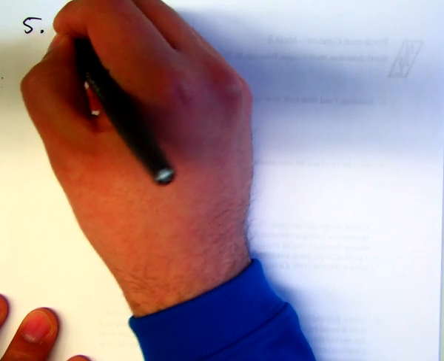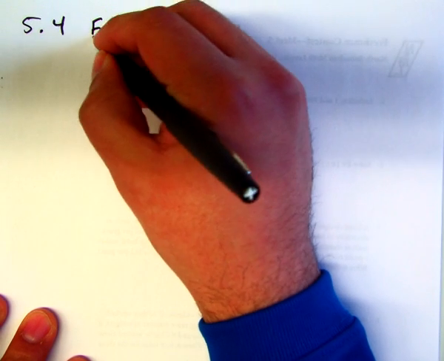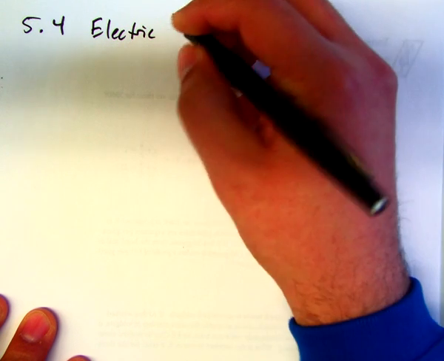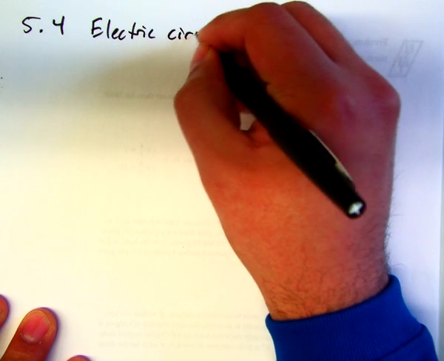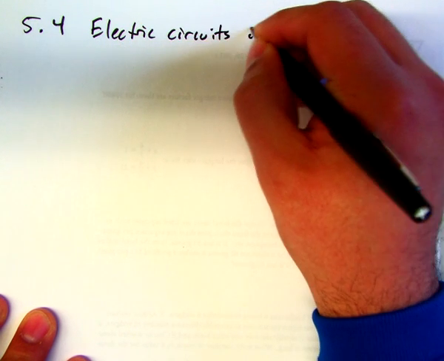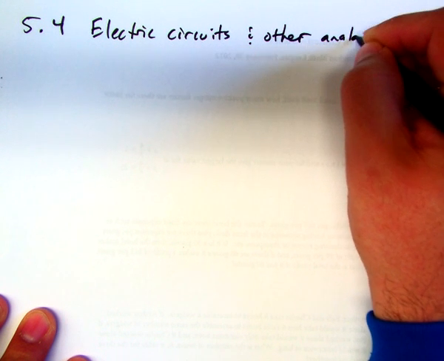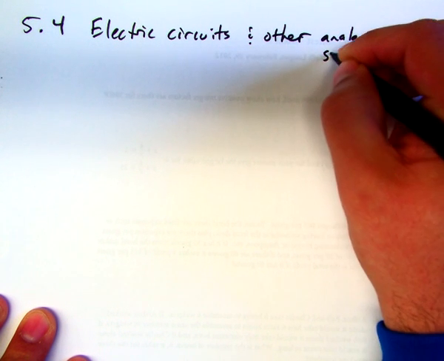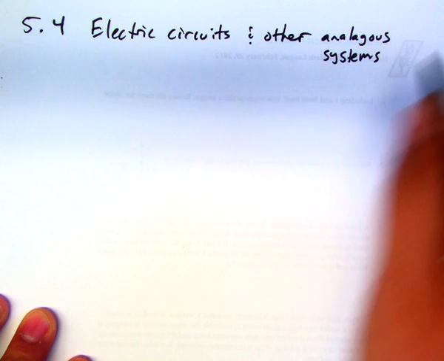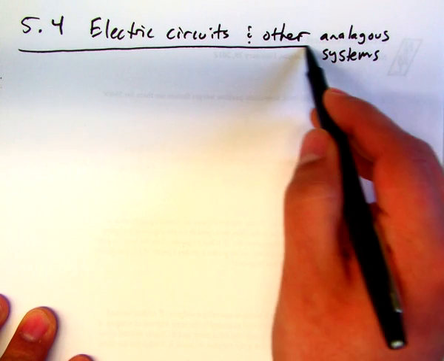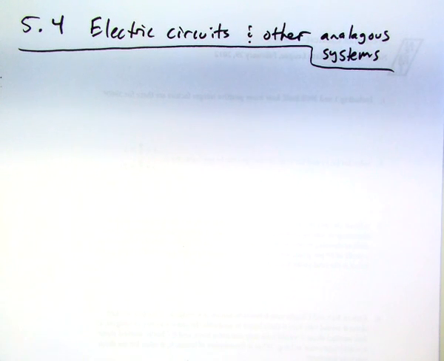So the last section is focused on electric circuits and other analogous systems. We'll focus primarily on the electric circuit stuff, but knowing that that can be applied elsewhere.